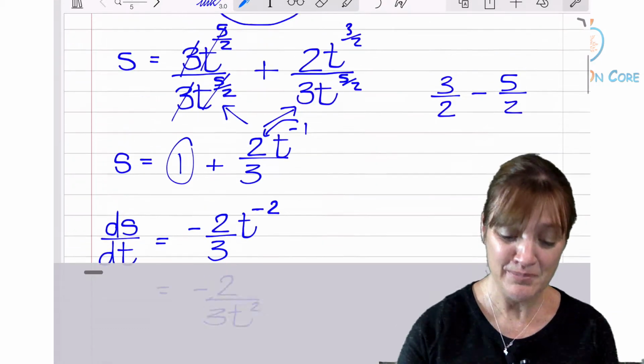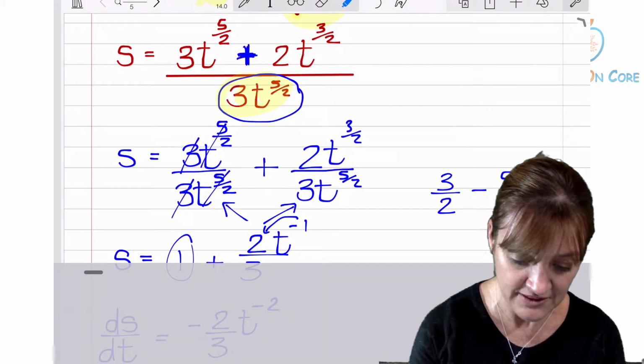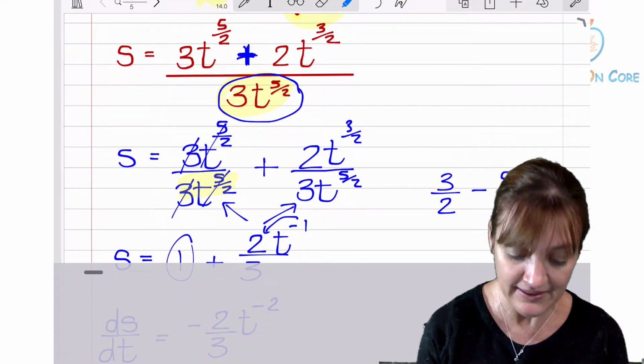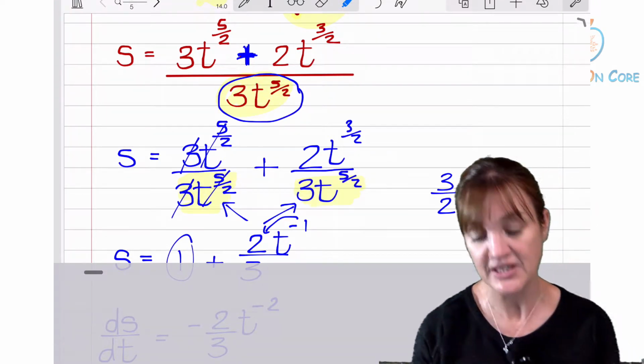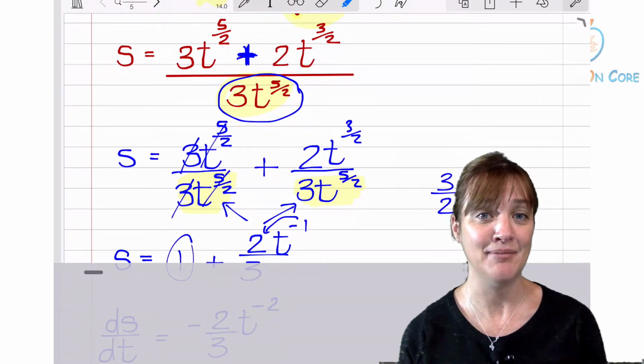Okay, so I'm going to repeat myself over here. If you're sitting with one term in the denominator, split the terms and give them each their own denominator, and you won't believe how much easier that makes your life.